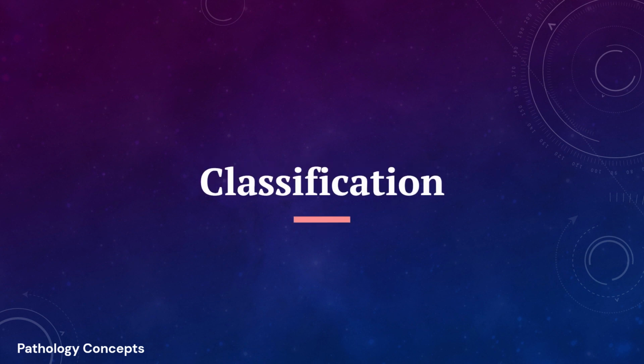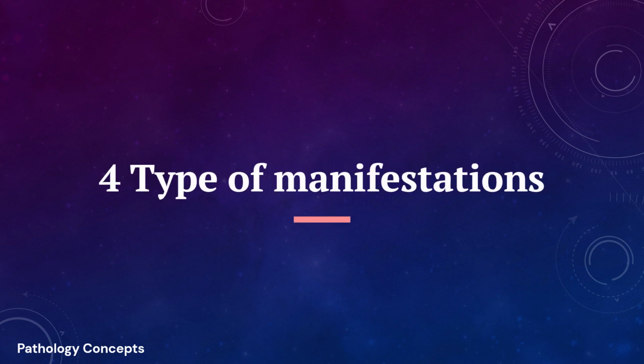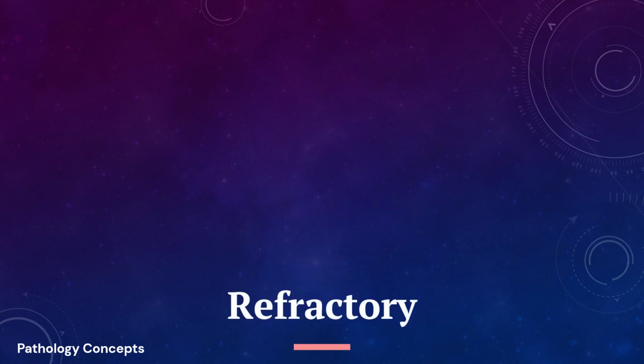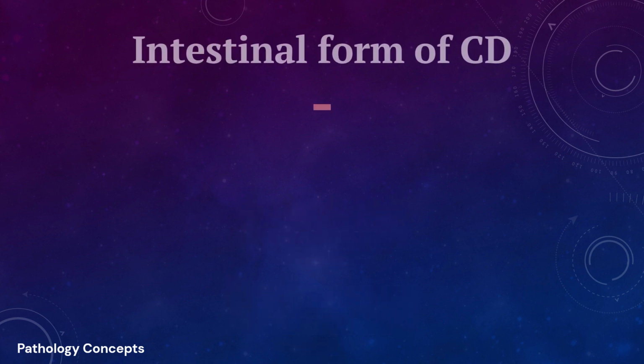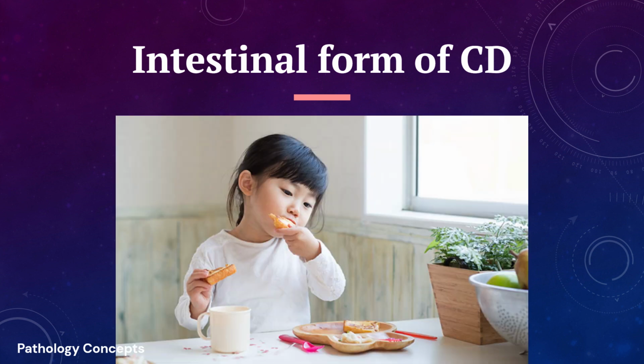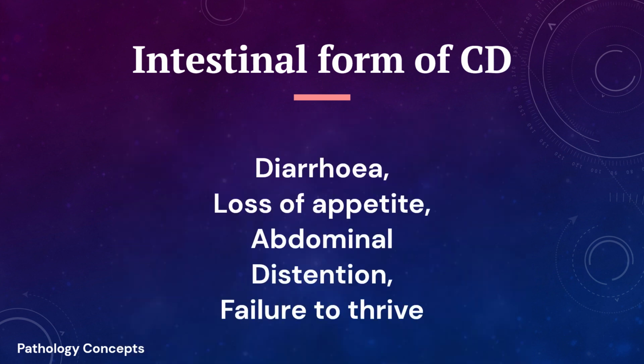Now let's see the classification. The classification of celiac disease identified the following clinical presentations. There are 4 types. First is intestinal or extraintestinal, second is subclinical, third is potential, and fourth is refractory celiac disease. The intestinal form of celiac disease is more commonly detected in the pediatric population and in children younger than 3 years, and it is characterized by diarrhea, loss of appetite, abdominal distension, and failure to thrive.